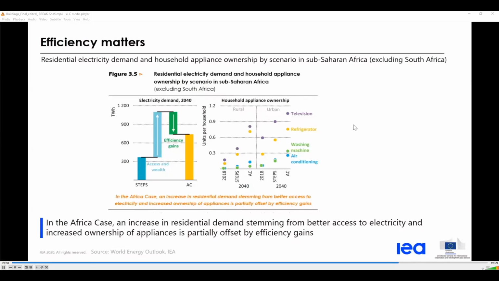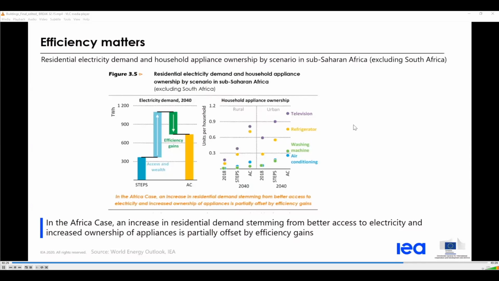However, if we pass to a scenario where economic growth in Africa is much more rapid, so economic growth is in line with the expectations for African countries, and we also have energy access, so universal access to electricity and to clean cooking, which is achieved by 2030, in line with the Sustainable Development Goals, then we see a much more rapid growth in energy service demand.